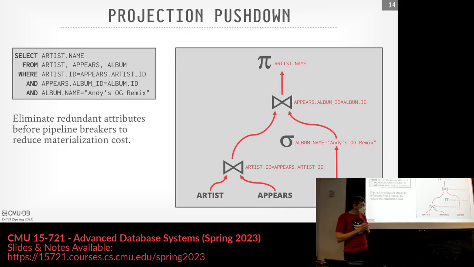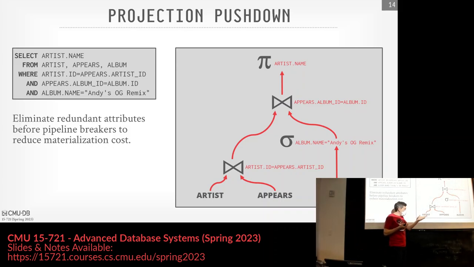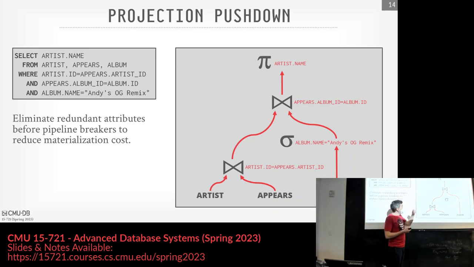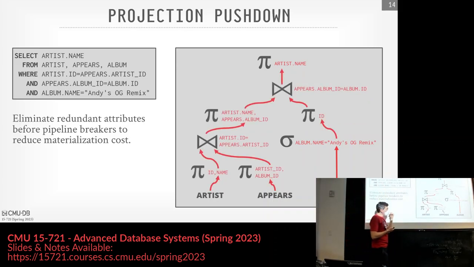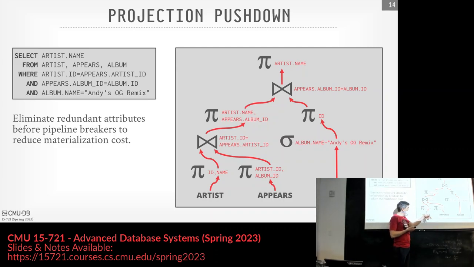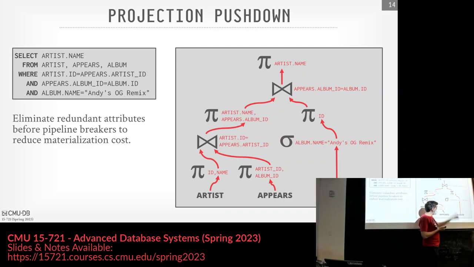All right, and then the last one is a bit more nuanced, and this isn't always the case. It depends on the system. But we can do projection pushdown. So again, I'm not showing the schema, but assume the artist, appears, and album tables are really wide. They have maybe dozens or hundreds of columns. But at the end of the day, the only thing I care about in my query is getting back artist.name. So in that case, I want to push down the projections so that I throw away the unused columns at lower parts in the query plan. So in this case here, I'm putting the projection above the filter because I obviously need album.name for this.